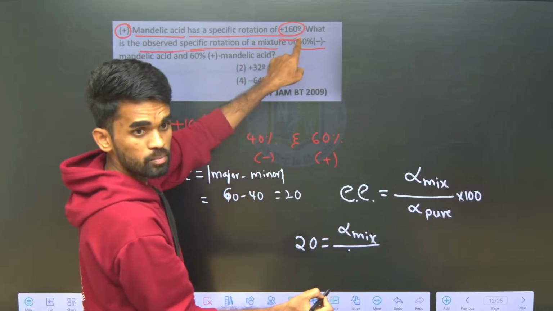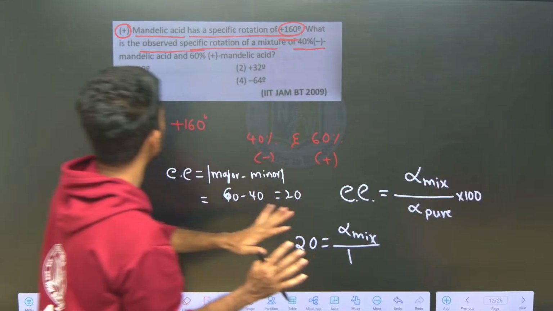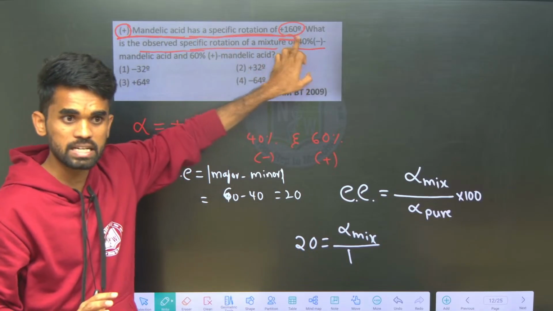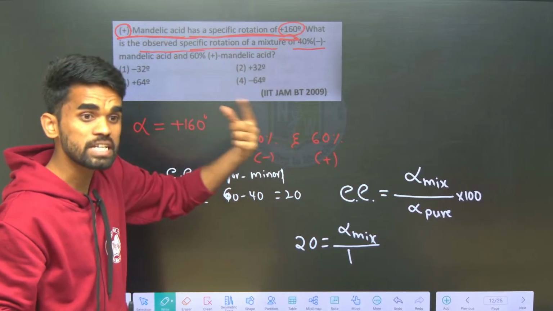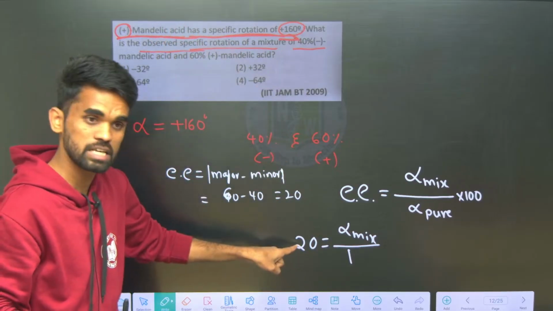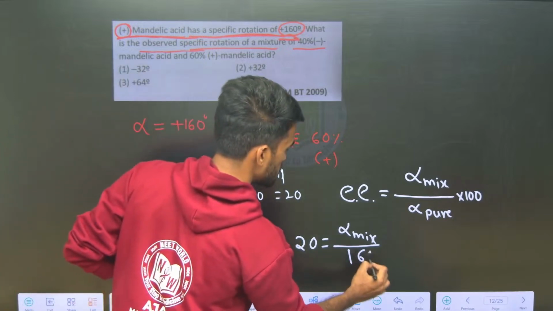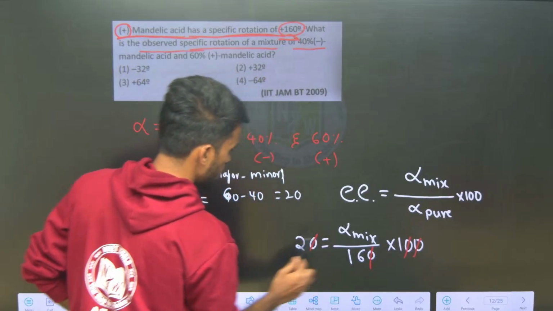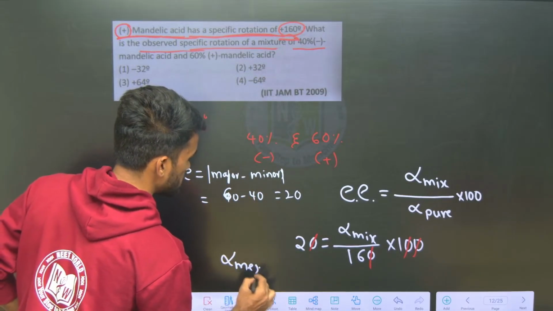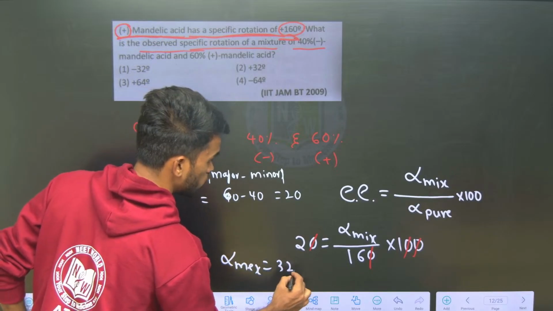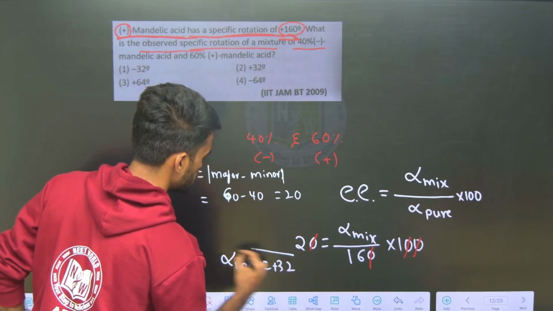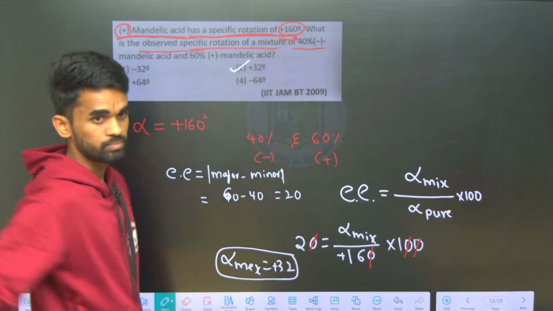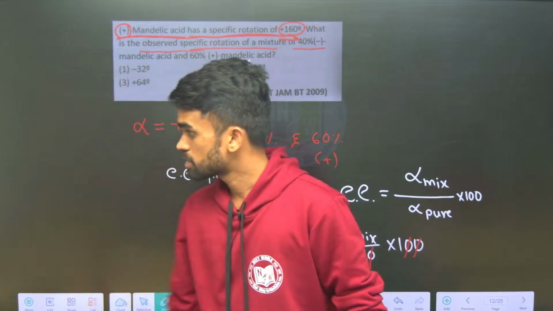See here, for plus, which one is pure? Mandelic acid has a specific rotation of plus 160, which means that is for the pure isomer only. For which isomer? Dextro isomer. Whatever it is, plus is given, the excess one is given. So 160 into 100, the specific rotation of the mixture will become 16 into 2, 32. Which 32? Plus 32, because this is plus 160. So our option is 2. Clear this one also. Next.